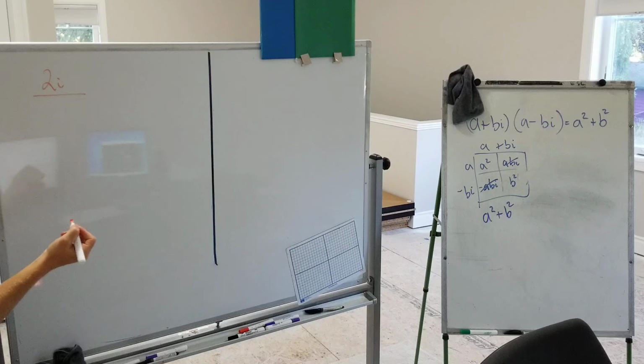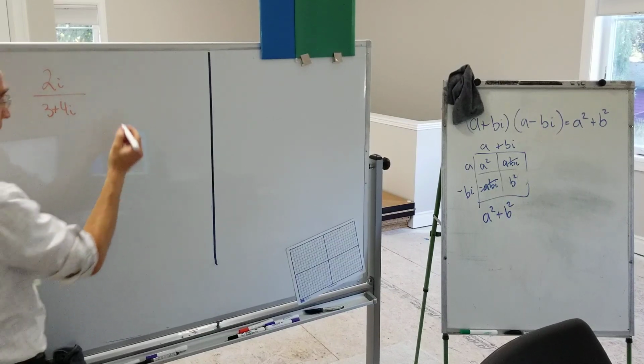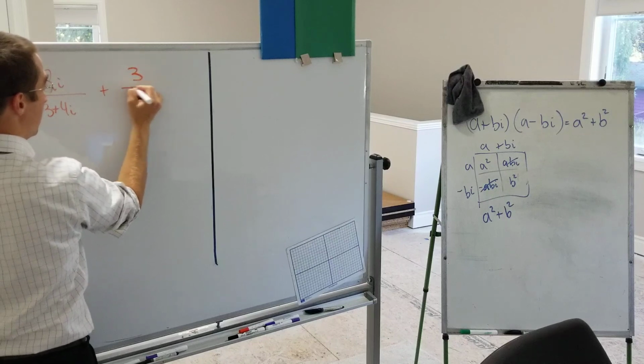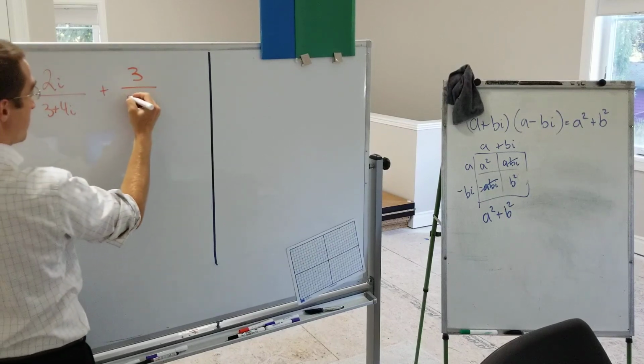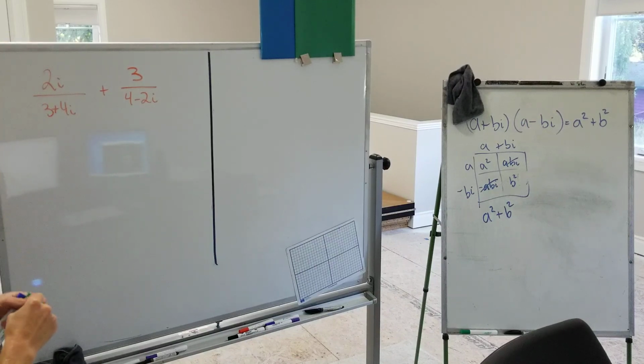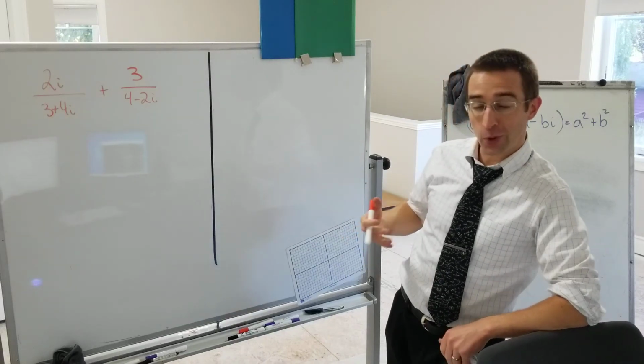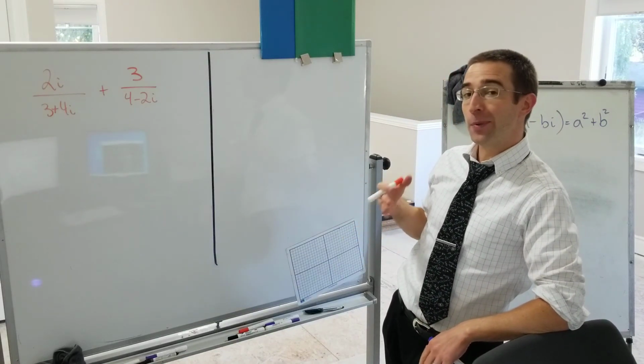This is a more complicated problem here. 3 plus 4i plus 3 over 4 minus 2i. Yeah, cool. Well, in order to add a couple of fractions or quotients, we need a common denominator.